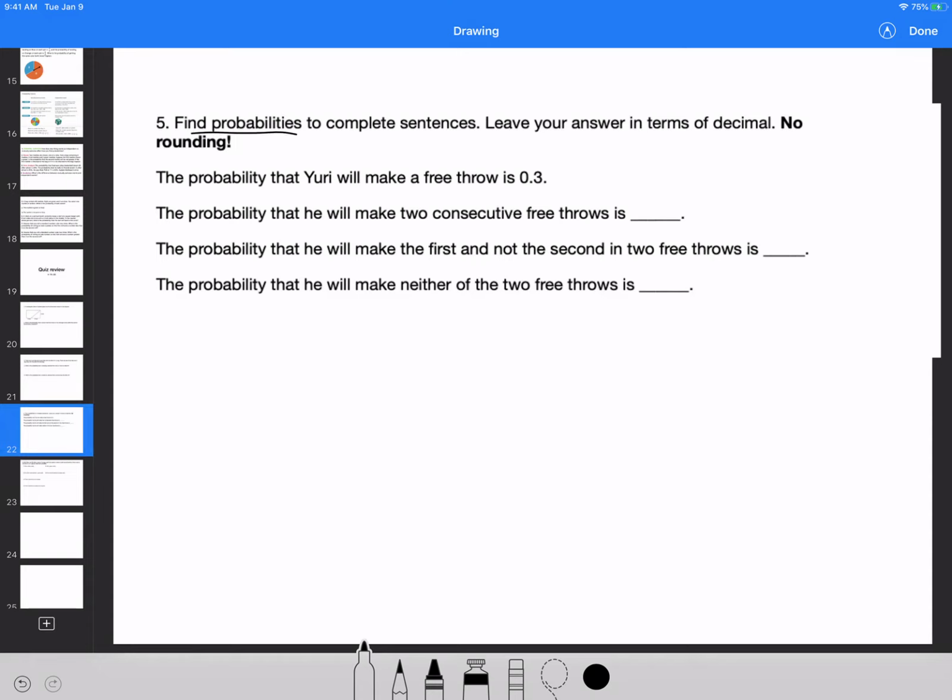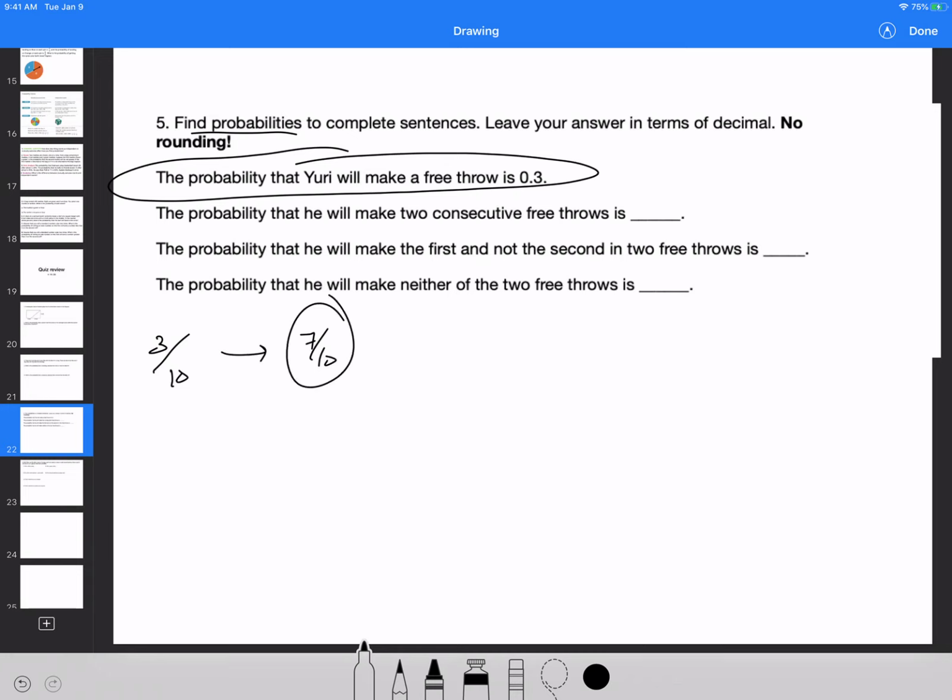Find the probabilities to complete the sentences. Leave your answer in terms of decimal, no rounding. The probability that Yuri will make a free throw is 0.3. So what does that mean? It means that out of 10 free throws that Yuri has, 3 of those he or she will make, and 7 out of 10 is the complement of that. So you need to first find the complement of the probability. I think I gave you the example of the free throw yesterday as well.